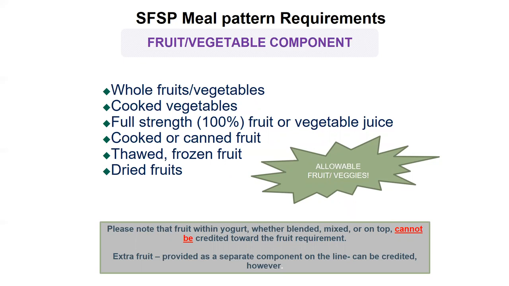And then this is kind of a little sidebar, and it does seem strange, but it has been confirmed by USDA. So if you have a pre-made parfait on your line that has yogurt, granola, and fruit combined into a single unit, USDA says that you cannot credit the fruit from that parfait towards the fruit vegetable component because they've all been unitized and mixed into one dish. However, if you allow the kids to assemble the parfait themselves and you serve them yogurt separate from granola, separate from fruit, then you could credit that fruit. It's strange, but that is one of the requirements or rules for SFSP meal patterns.